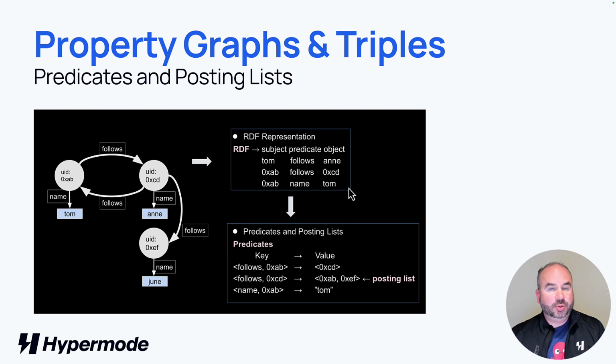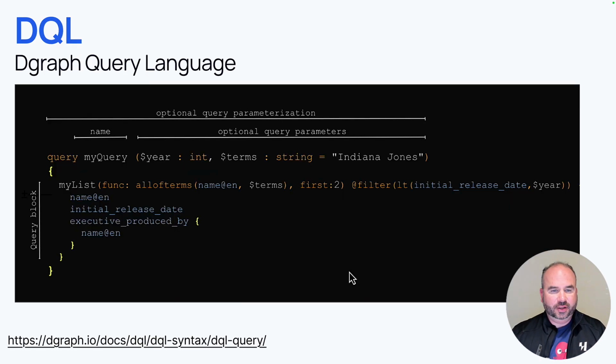Dgraph uses an important optimization called a posting list, where we are grouping by predicate and using a list of the unique node IDs of all the nodes that this node is connected to by that predicate. So this allows us to traverse the graph very efficiently.